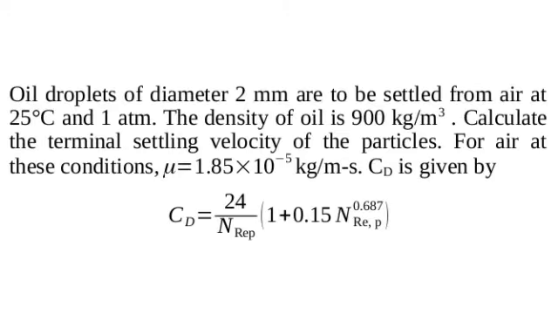Terminal velocity calculations. This is the problem statement. There are oil droplets. The diameter of these droplets is 2 millimeter, and these are in the air. The temperature of the air and the pressure of the air is given. The density of the oil is given. So these oil droplets are settling in the air.